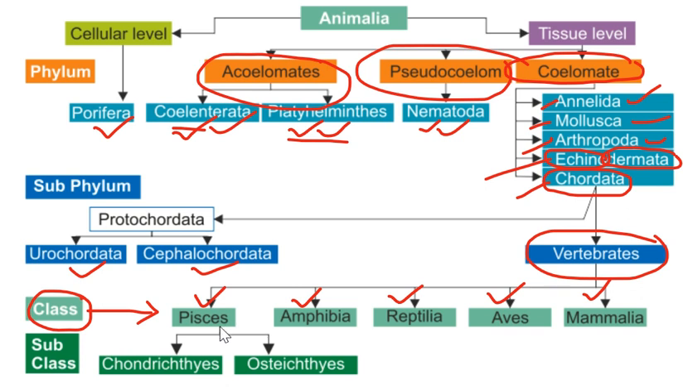Now these Pisces or fish are further divided into 2 subclasses. One is called Chondrichthyes, that means cartilaginous fishes, and another is known as Osteichthyes, that means bony fishes. Cartilaginous fishes have a skeleton made of cartilage, example sharks, dogfish, skates. Osteichthyes means their skeleton is made of bones, example carps, roaches, herrings, trouts, etc. Okay, so this is about the fishes.